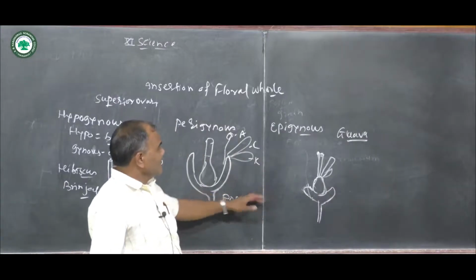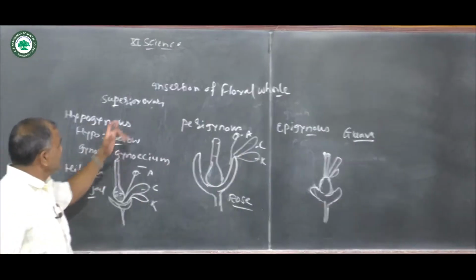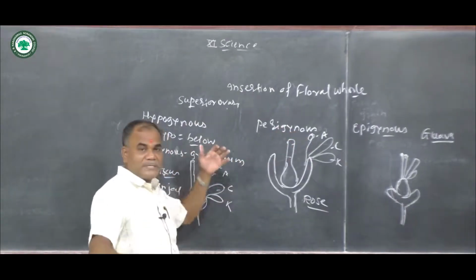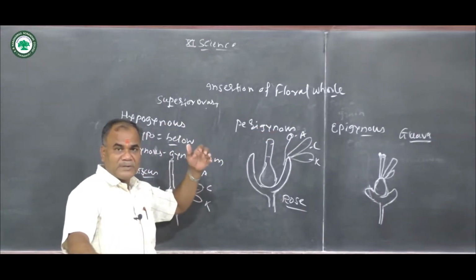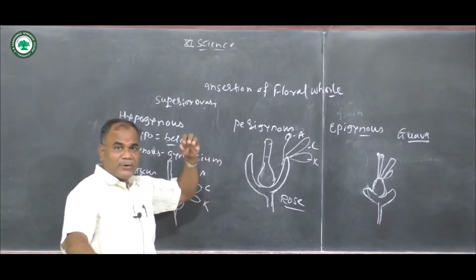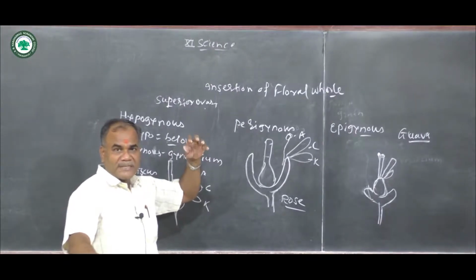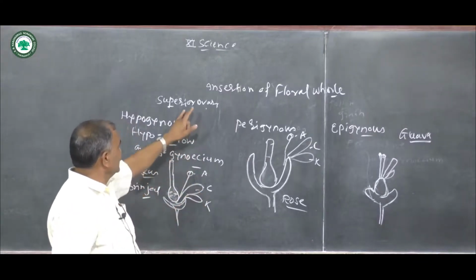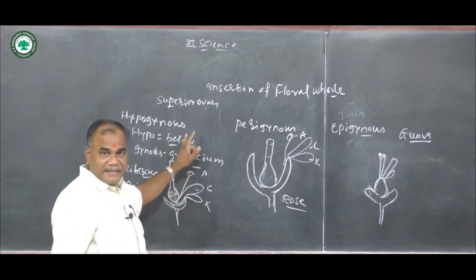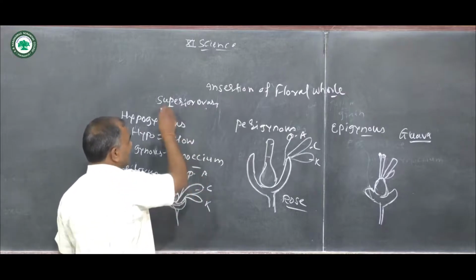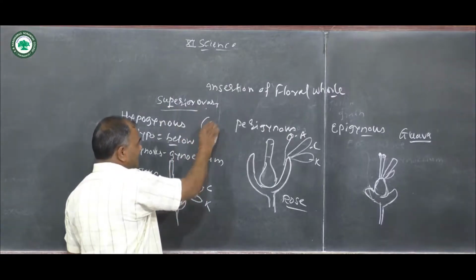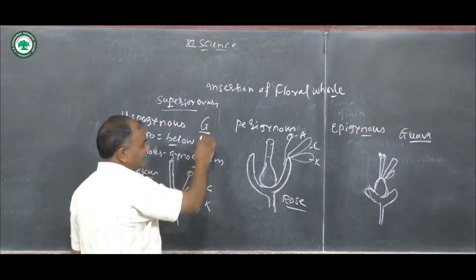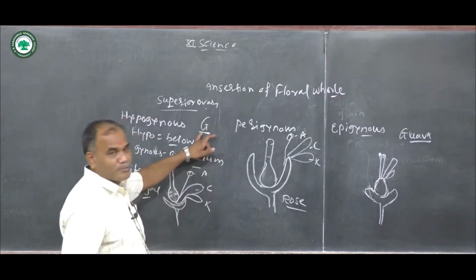Insertion of floral whorls: if we compare these three, the hypogynous, perigynous and epigynous flowers. Hypo means below, and gynous means gynoecium. Calyx, corolla and androecium, these floral whorls arise below the gynoecium. This type of arrangement is known as hypogynous flowers. The ovary of these flowers is a superior ovary. G with an underline is the symbol for it, that is superior ovary.